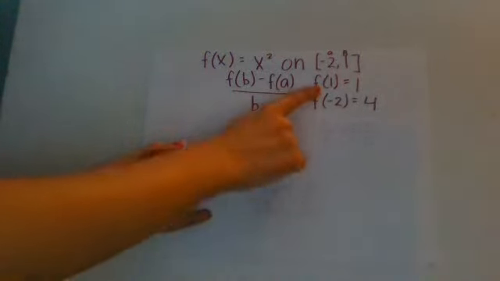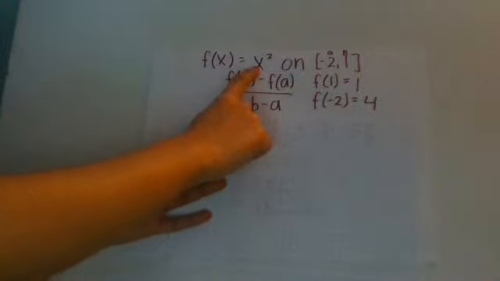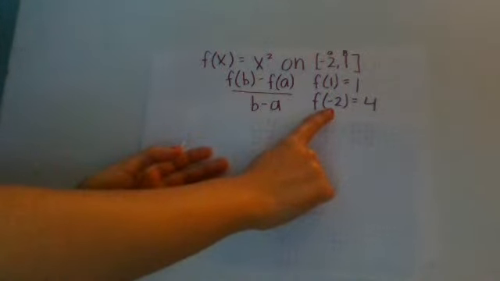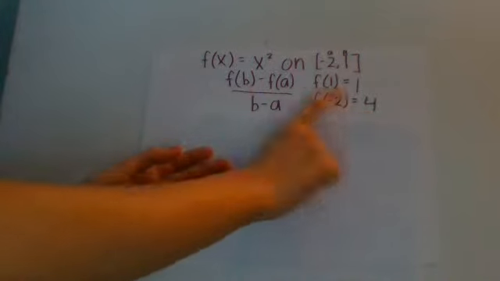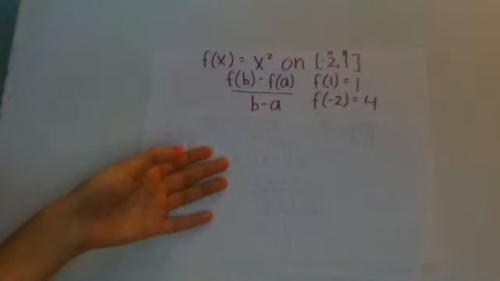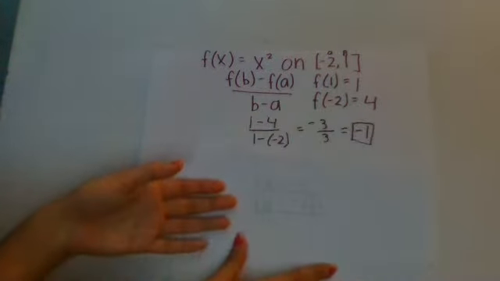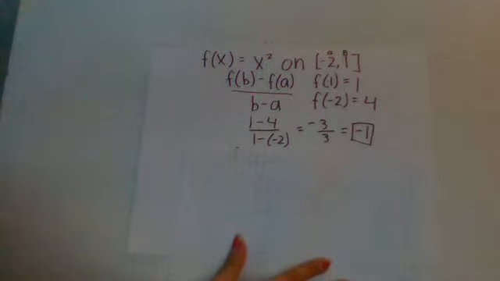So we're going to plug in 1 for our b into the original equation, and you should get 1. Then you plug in f of -2, you should get 4. And those are going to be your f of b and f of a values. So when you plug in, you should get 1 minus 4 over 1 minus -2. And it should come out to be -3 over 3, which is going to equal -1.